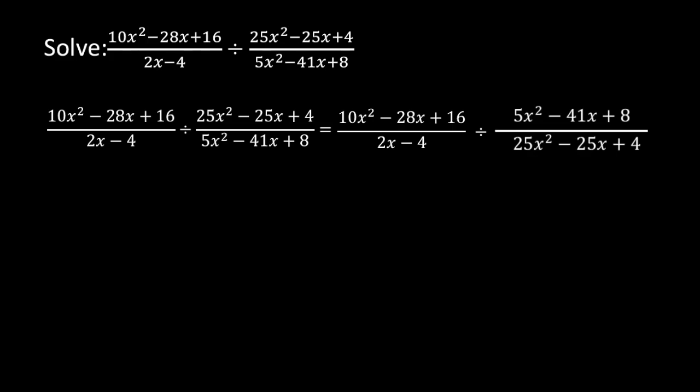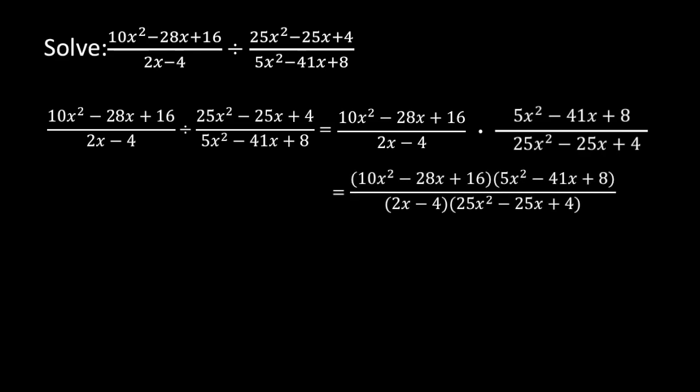Then, and this is the most important part, we change the operation from division to multiplication. We then have this set up. We proceed to multiplication like what we did in the previous example. That is, multiplying the numerators with each other and the denominators with each other. This gives us 10x squared minus 28x plus 16 times 5x squared minus 41x plus 8 all over 2x minus 4 times 25x squared minus 25x plus 4.